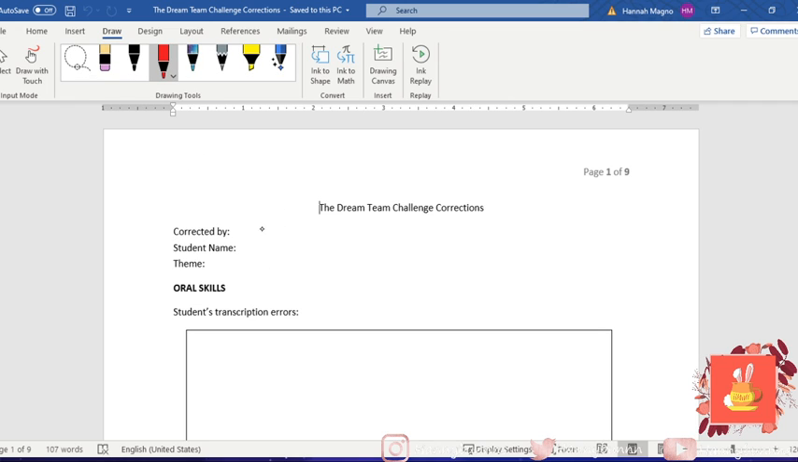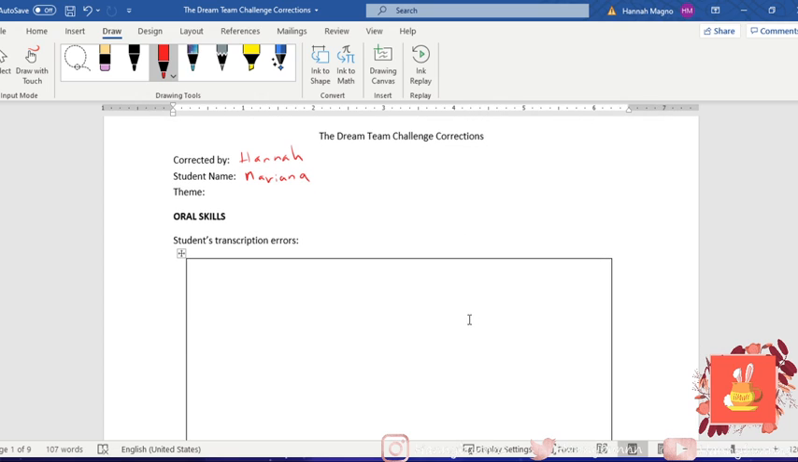The direction here, corrected by, would be the teacher. For example, I would put my name here. I will either type it or handwrite it myself. Then student name. We'll use your name for the time being since you're here in class, Mariana. Let's say you submit something and I write, okay, the student's name is Mariana. The theme. I'm probably going to give it away right now since we just have one student, so one theme for today.